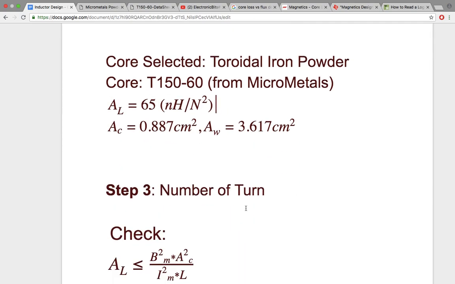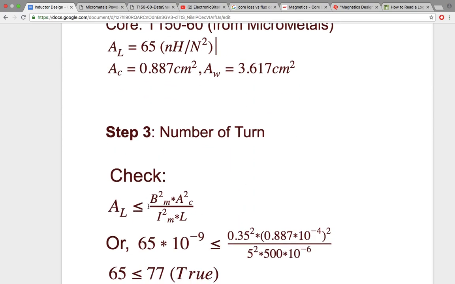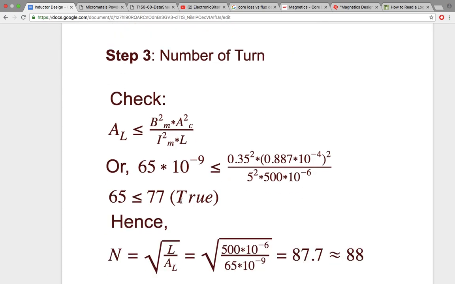Okay, so basically what you can do is, in this case, if you just find this number, this is what the AL value should be. So the maximum AL value can go as this number. Okay, so basically we have got 77 nanohenry per turn squared.